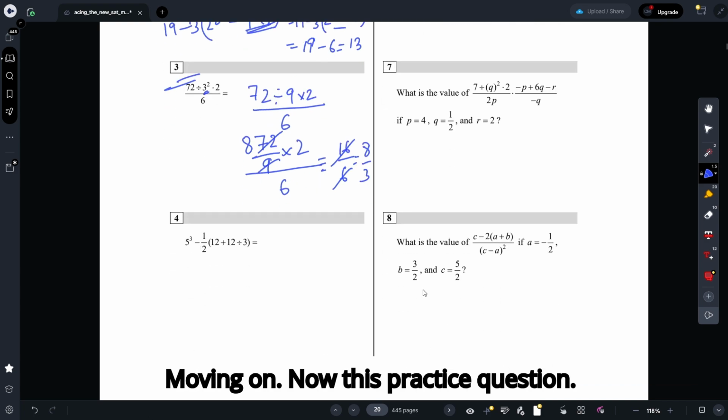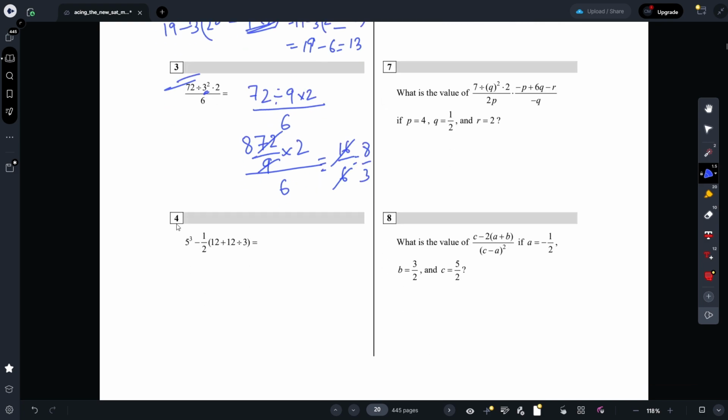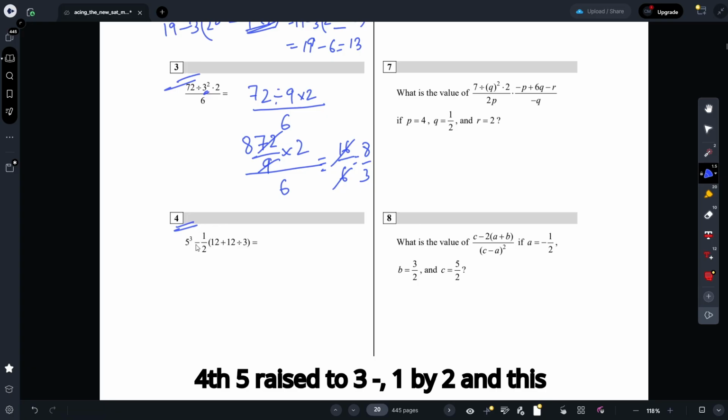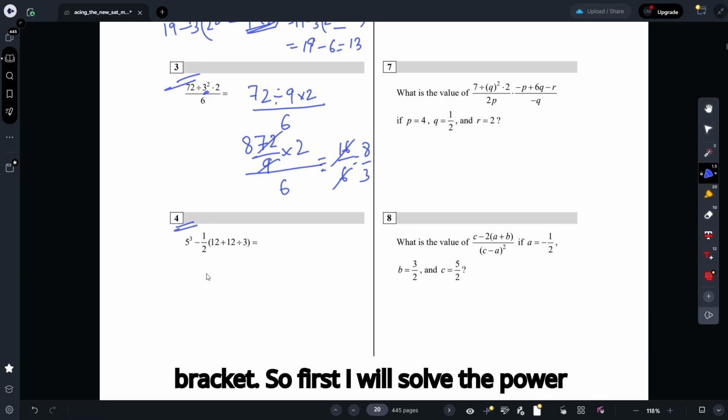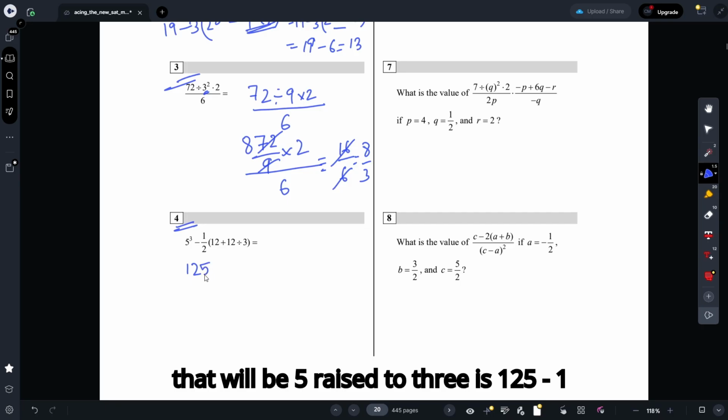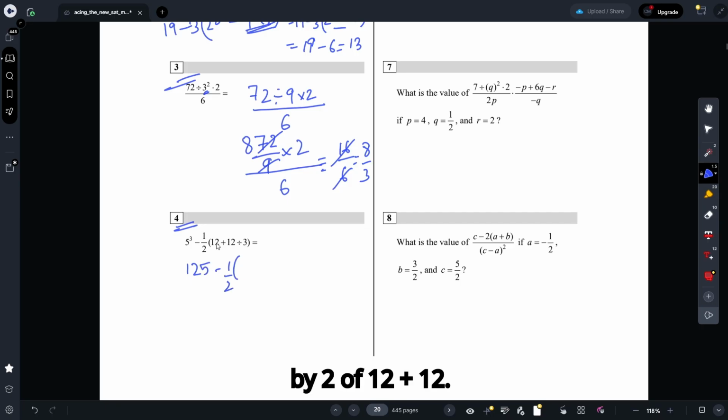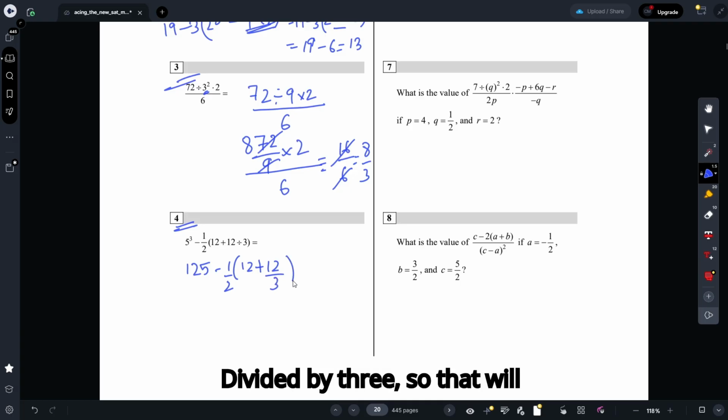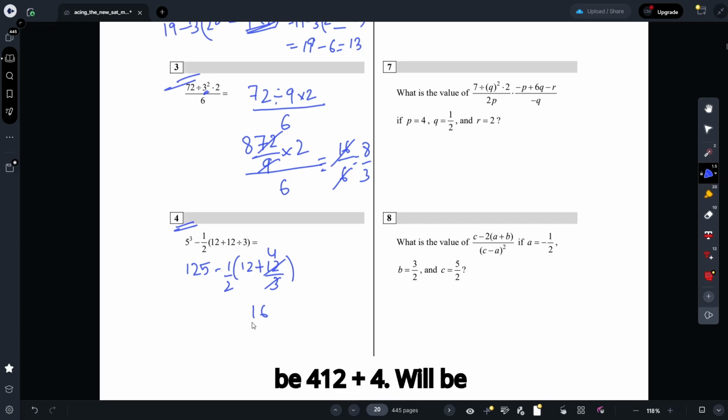Moving on. Now this fourth practice question: 5 raised to 3 minus 1 by 2 of this bracket, 12 plus 12 divided by 3. So first I will solve the power. That will be 5 raised to 3 is 125, minus 1 by 2 of 12 plus 12 divided by 3. So that will be 4. 12 plus 4 will be 16. 16 divided by 2 will be 8. 125 minus 8, that will be 117.